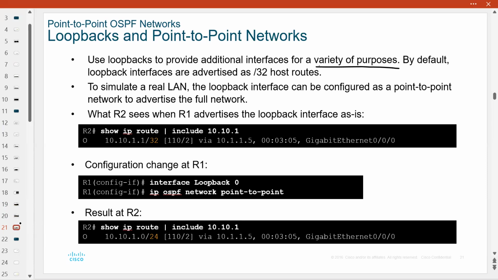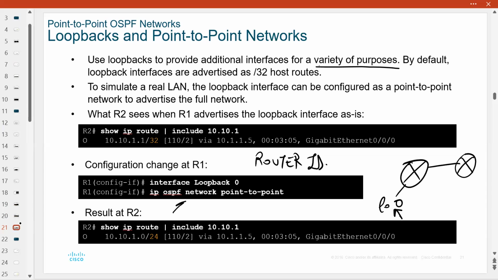Number one, we can use it as the router ID. We can configure a loopback interface and advertise its address as the router ID. That is number one. Two, let's say you want to simulate a network on that loopback interface. This is my router. This is my loopback interface 0. Another router there. I want to simulate this as a network. How do I do that? I configure the loopback interface as a point-to-point network.